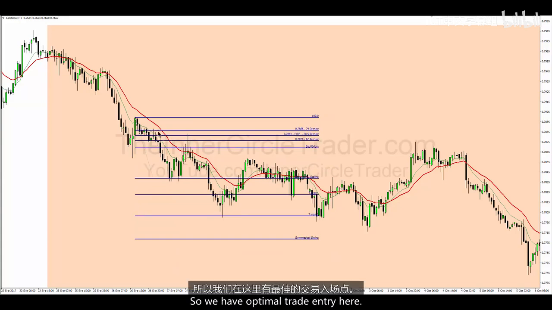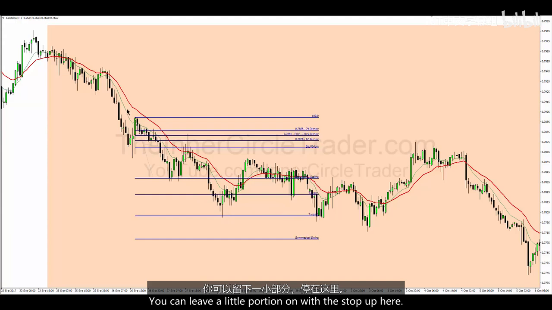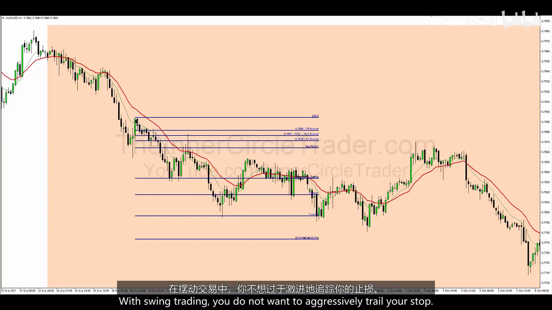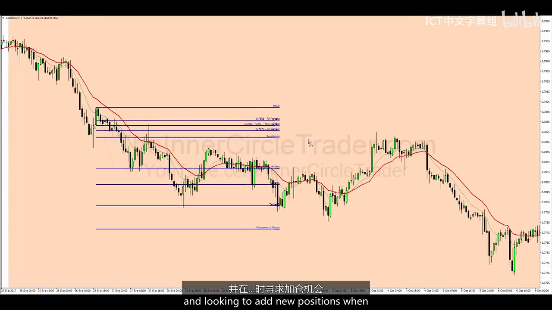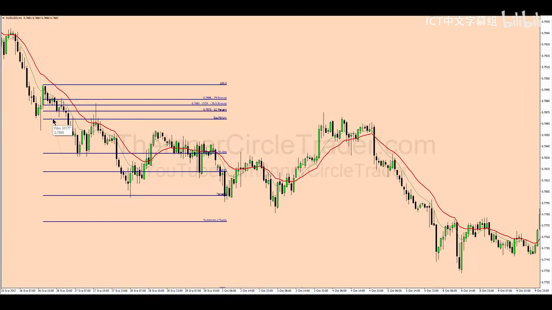So we have optimal trade entry here, body to body, sell. The 10's below the 20, they're both stacking. This is a sell at optimal trade entry, and target 2 is hit beautifully. You can leave a little portion on with the stop up here. With swing trading, you do not want to aggressively trail your stop. You want to be taking partials and looking to add new positions when you can.